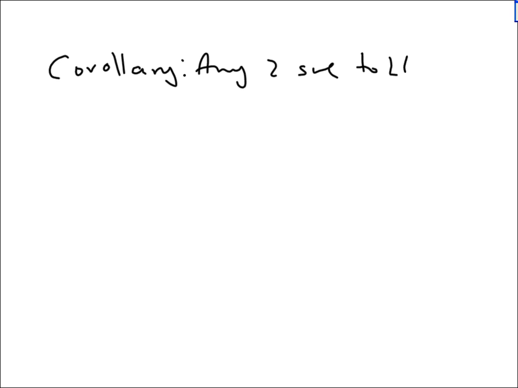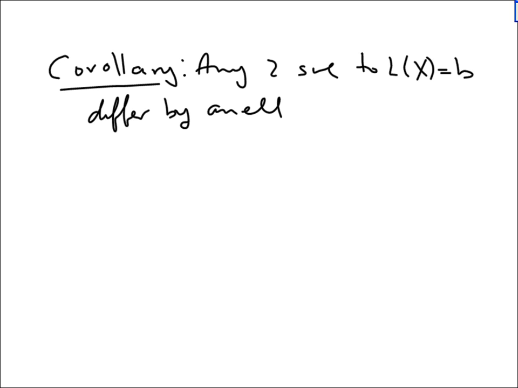Now, here's a neat thing. We have a consequence of that last theorem. Any two solutions to L of x equals b differ by an element in the kernel.